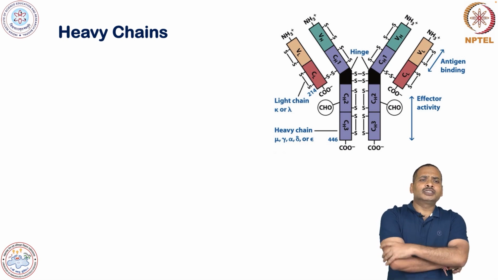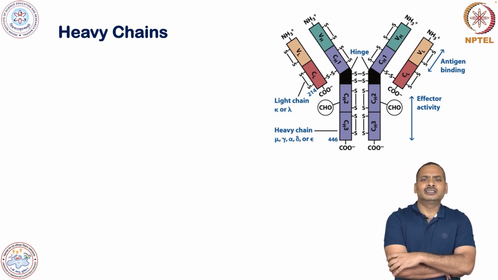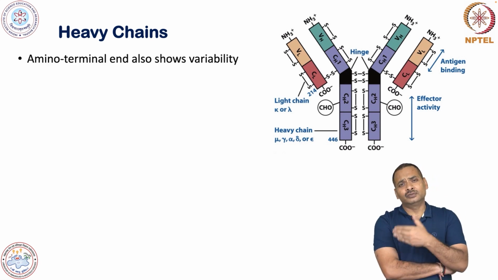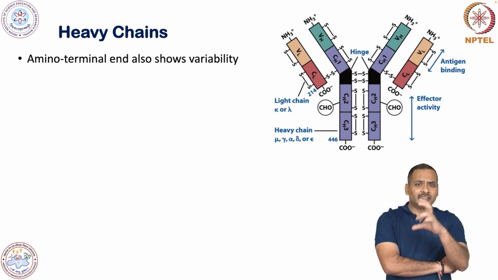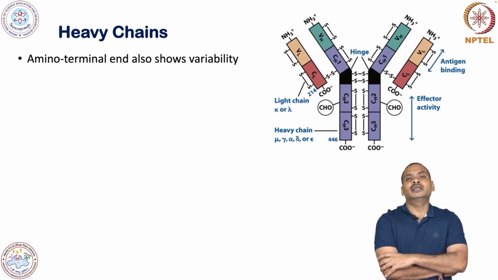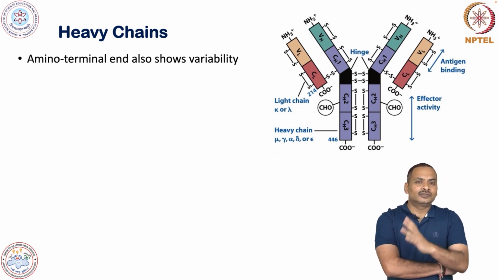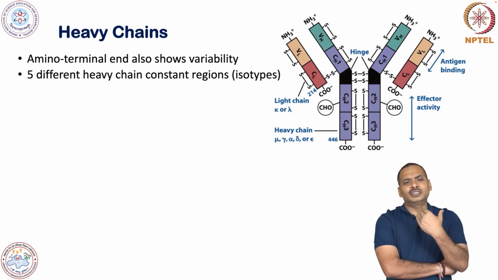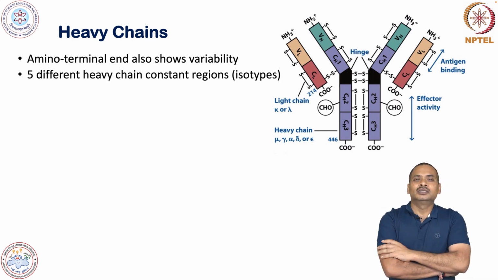So people also sequenced the heavy chain, which consists of about 450 amino acids, and they found that again the N terminal shows hypervariable variation in the amino acids, approximately 110 amino acids, and the rest of the sequence, the constant region, is of 5 different types. Okay, and these 5 different types of heavy chain we call isotypes or subtypes of antibody.